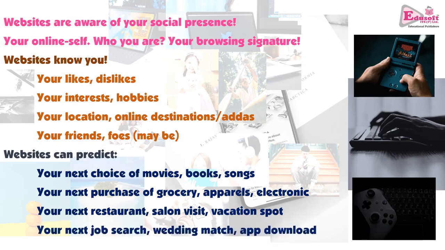And when we are doing a job search, they can figure out our preferences for jobs. What is my profile? What are the different job profiles suitable for me? They can figure and match. Wedding matches. They know what apps I am browsing and downloading. So what I mean to say here is websites are quite intelligent today.